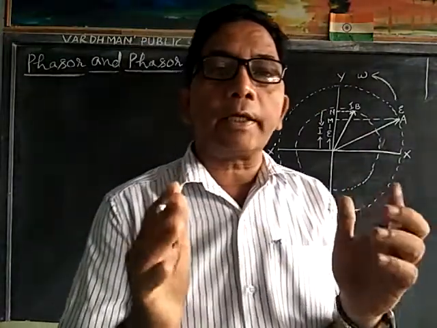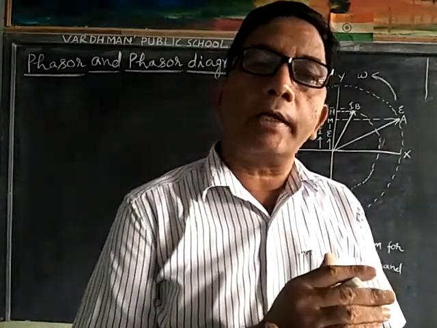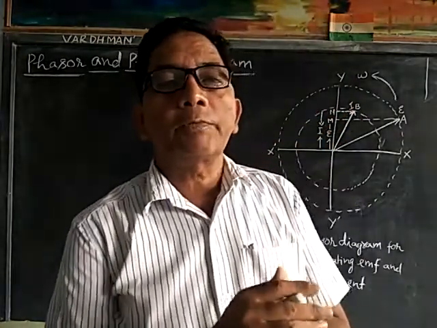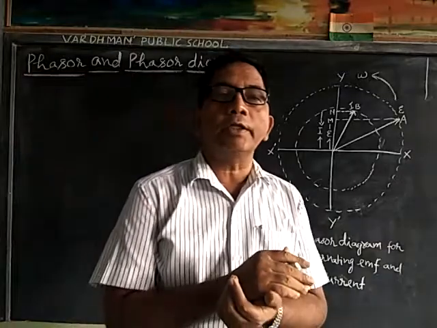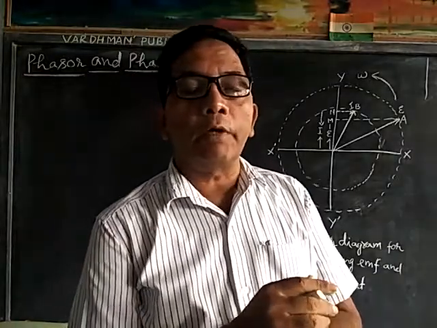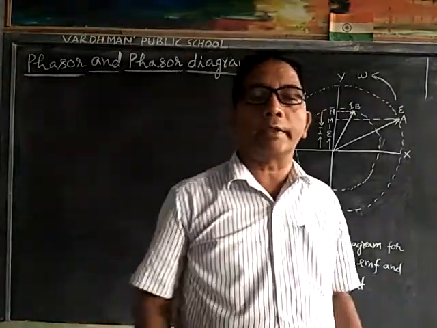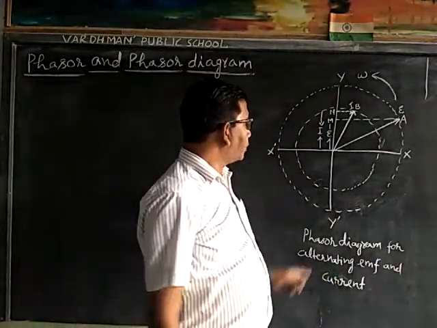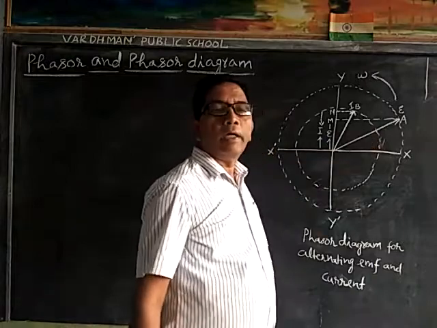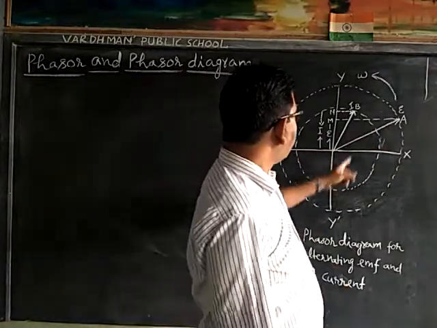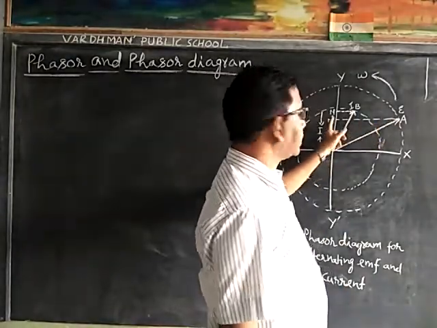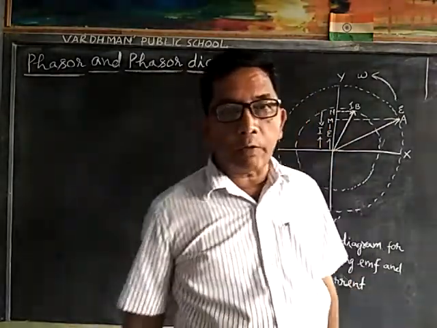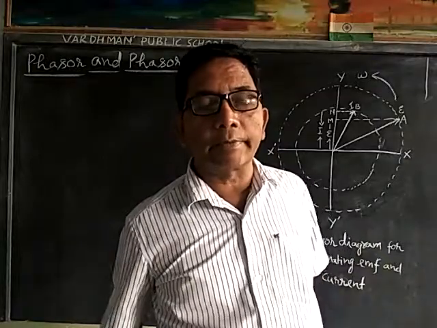A rotating vector that represents a sinusoidally varying quantity is called phasor, and this vector rotates with angular velocity which is equal to the angular frequency of that quantity. Its length represents amplitude of that quantity and its projection upon fixed axis gives instantaneous value of that quantity.